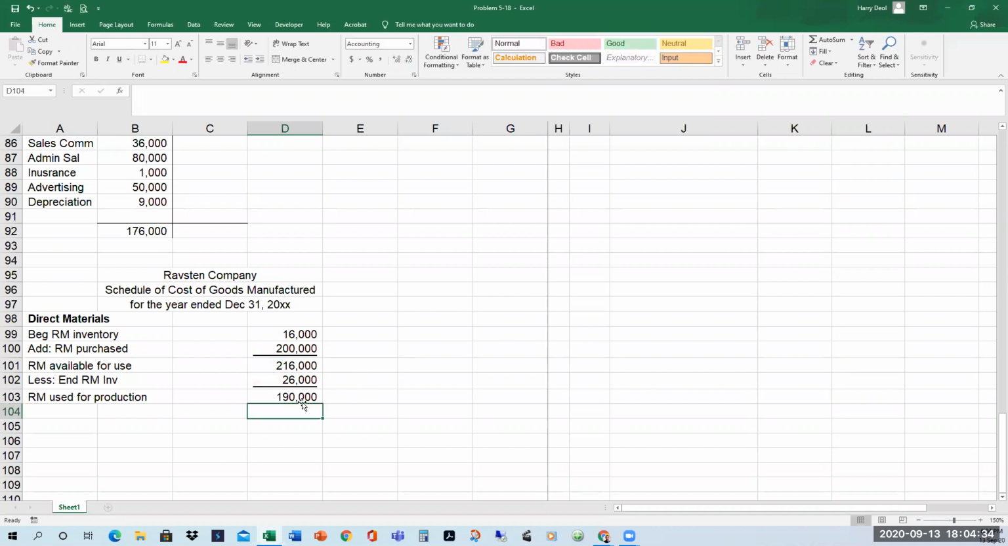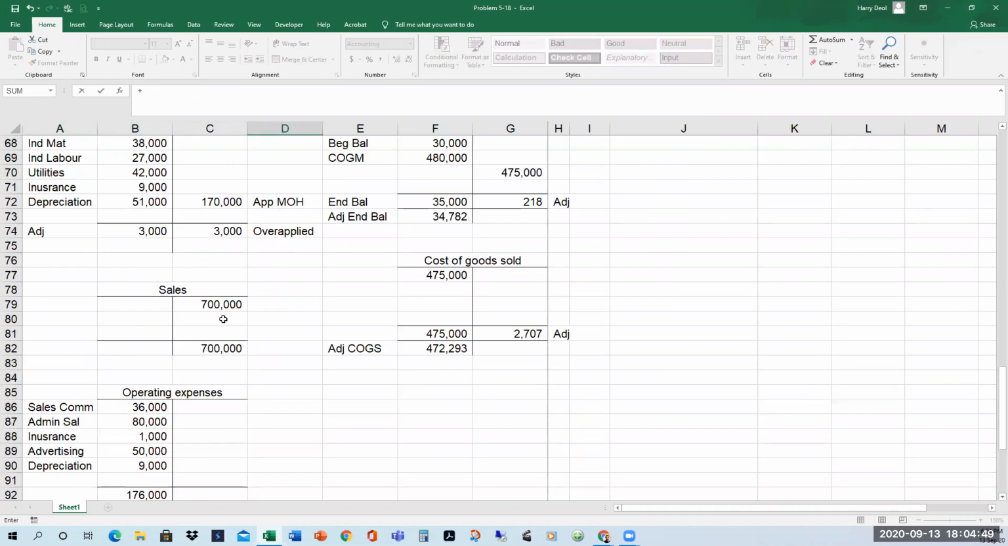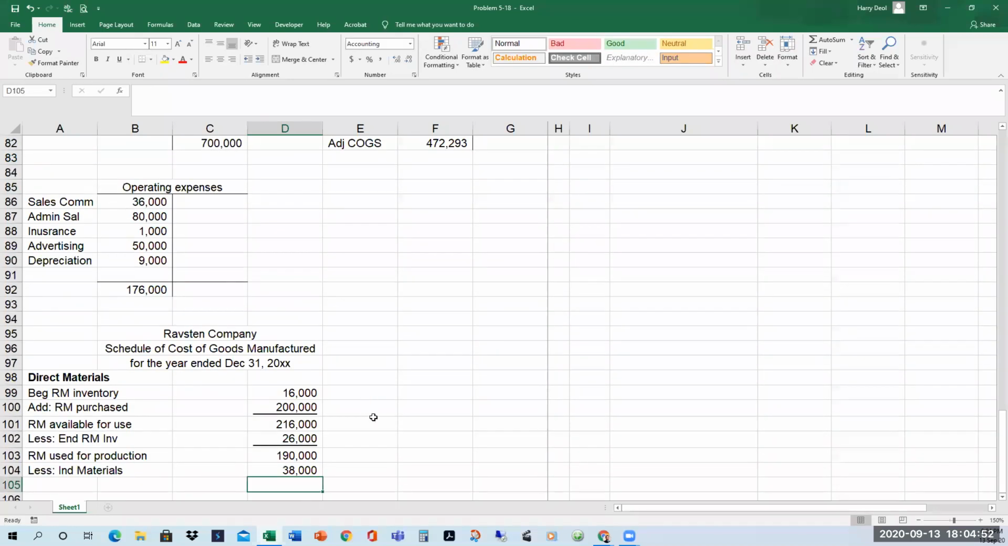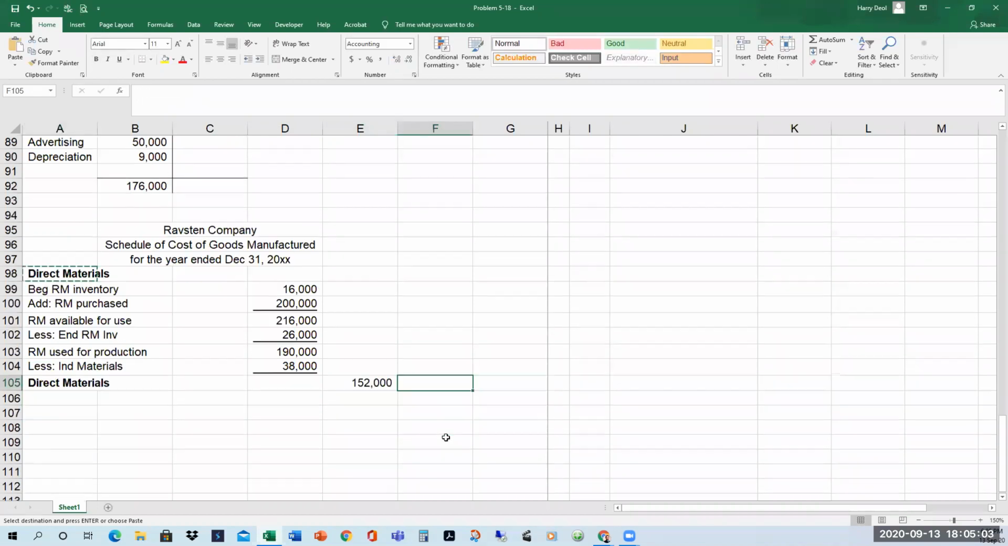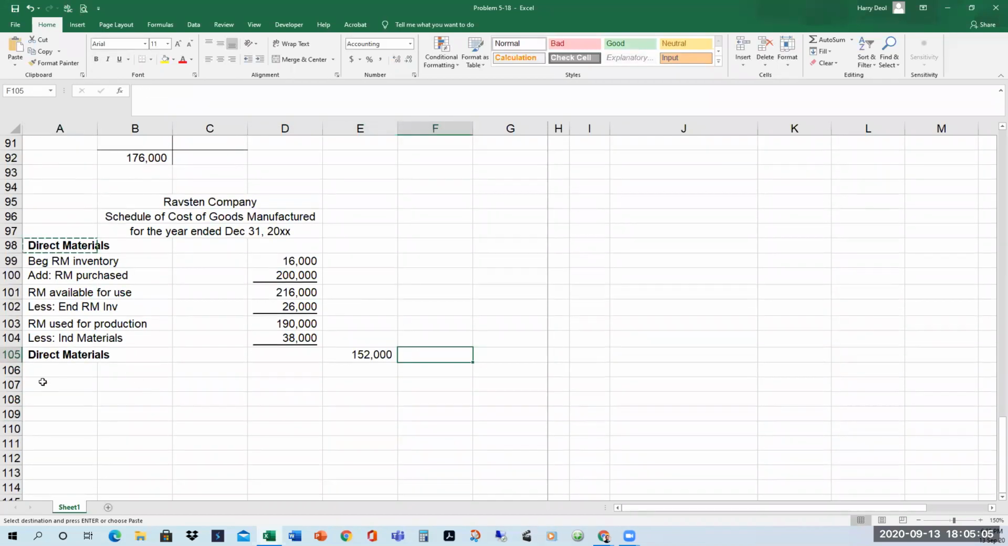Now, because this number was given, I could have also back calculated the ending raw materials inventory if I wasn't sure. Now, out of this $190,000, indirect materials were 20%, which is $38,000. The rest was direct materials. So you will be required to show this statement on your midterm exam question.